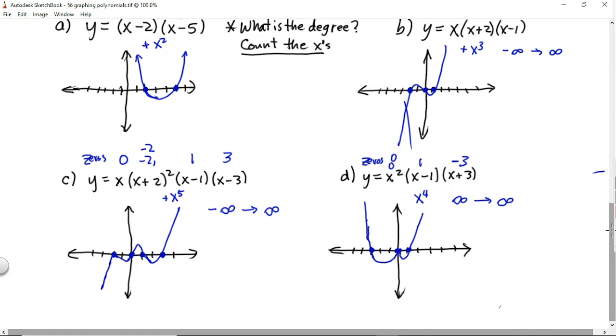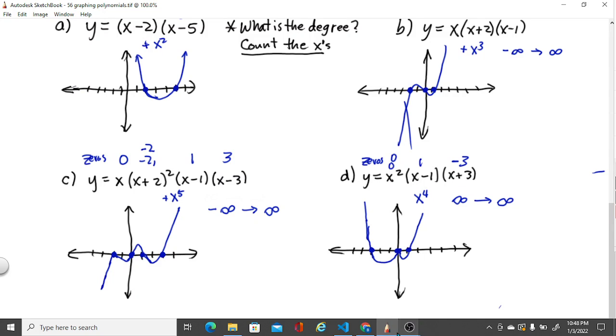And just for fun, let's see how close these are to the actual graphs. We just guessed, right? We don't know how far. For example, this might really come way down here, or it might even go farther. We don't know. But let's take a look.